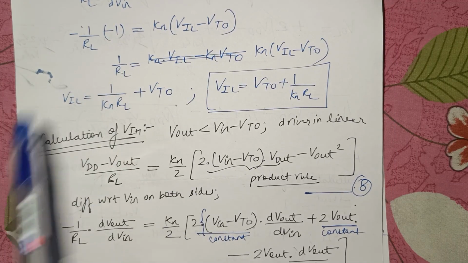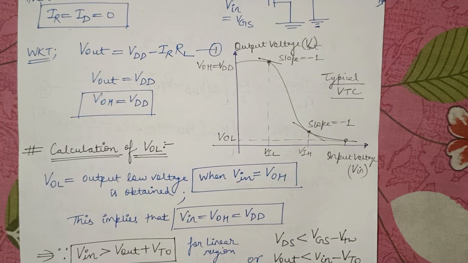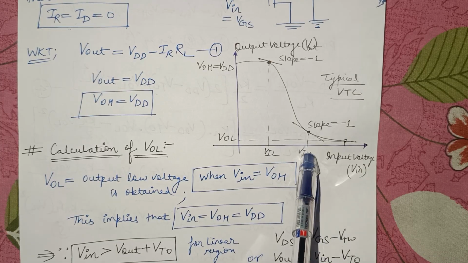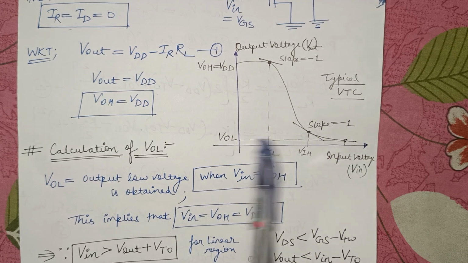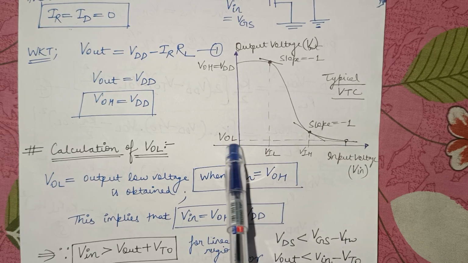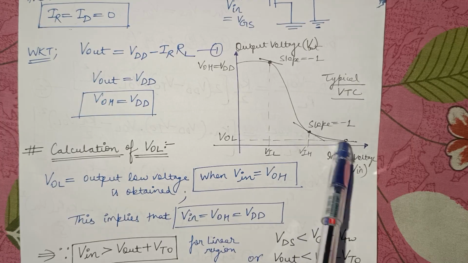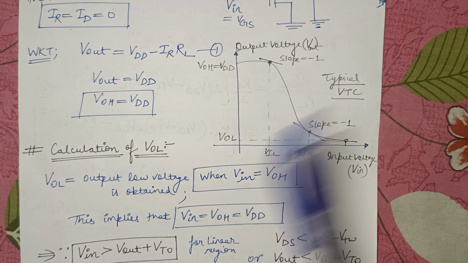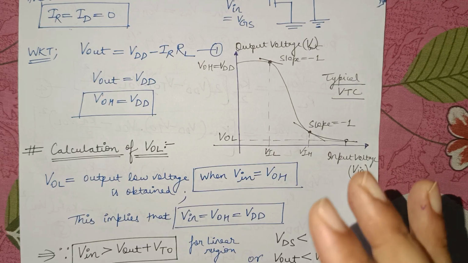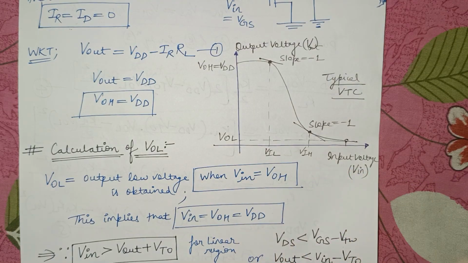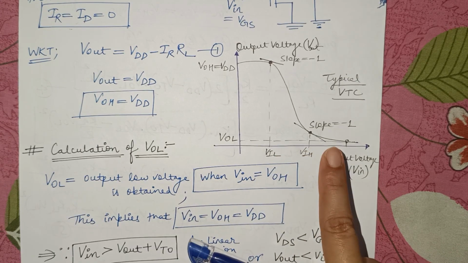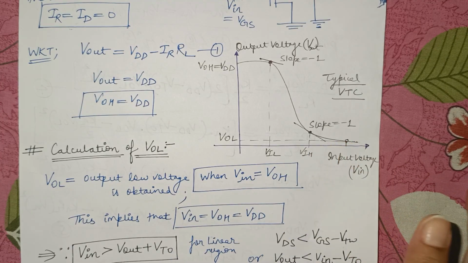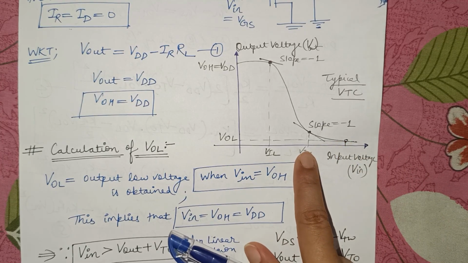Now how to calculate VIH? First of all, we again move to the VTC curve. In this curve, we can see that VIH is the input high voltage at which the output is very low. It is just equal to VOL, very low voltage. When the output is very low, the driver should be in linear region because there is more drain current, and at that point VDS is less than VGS minus VTO. So whenever V output is very less, the driver is in linear. So IR will be equal to ID, but now the drain current will be in the linear region, and then we can calculate the value of VIH.